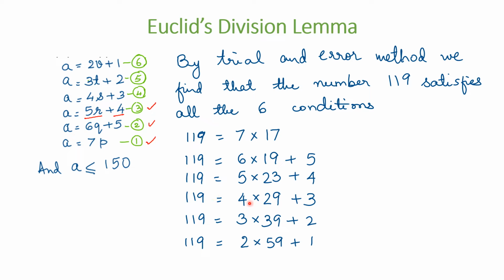Similarly, you see 119 is equal to 4 into 29 plus 3. That is, my fourth condition is also satisfied. 119 is equal to 3 into 39 plus 2. That means my fifth condition is also satisfied. And 119 is equal to 2 into 59 plus 1, which implies that my sixth condition is also satisfied. Therefore I am able to say clearly that 119 is the number of eggs that the idler broke, or the number of eggs that the trader had with him.